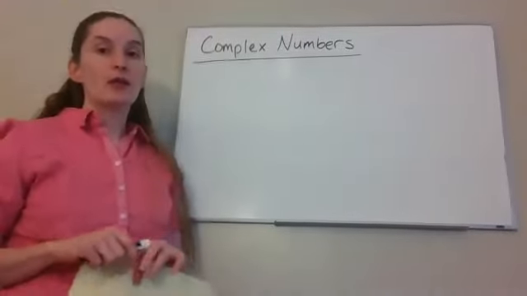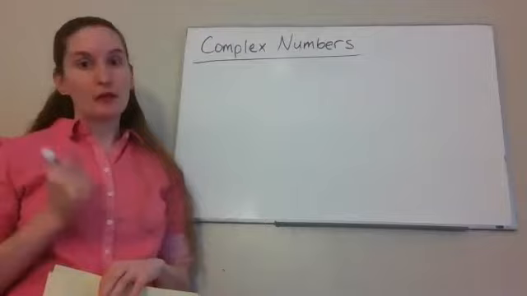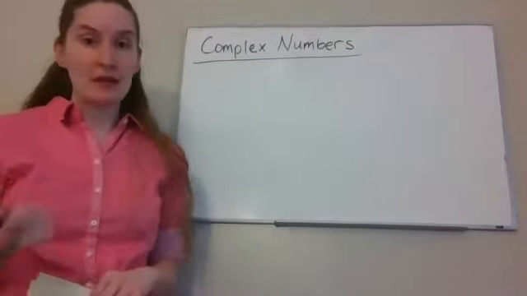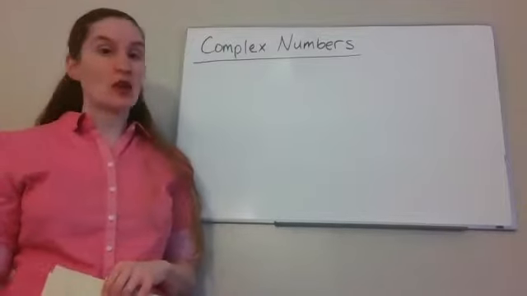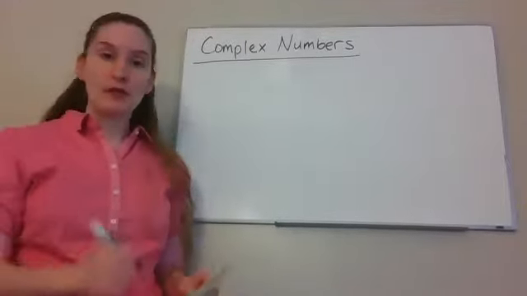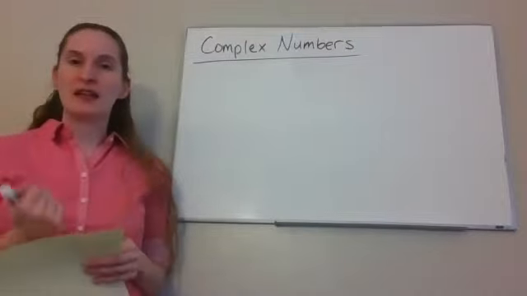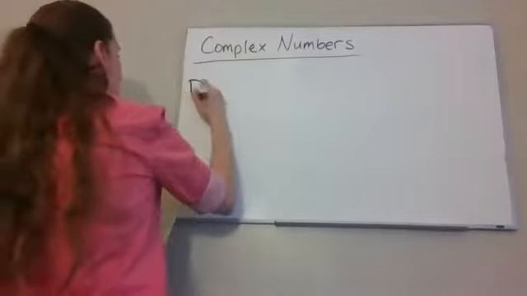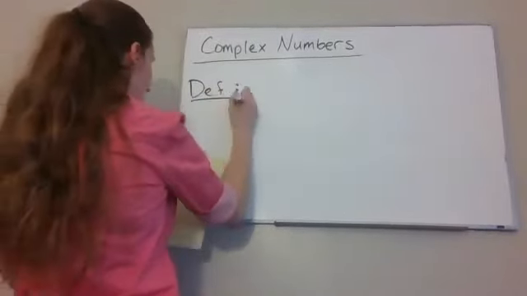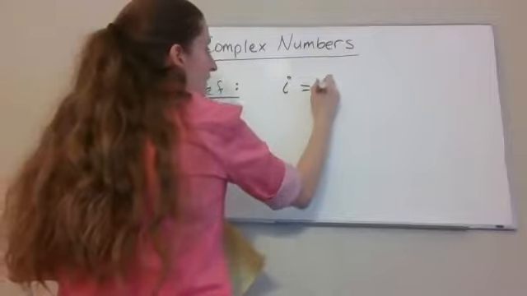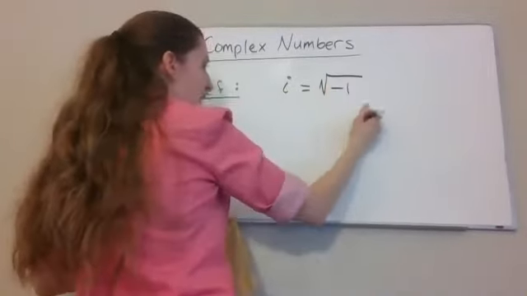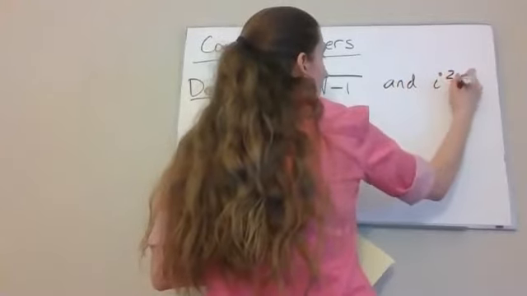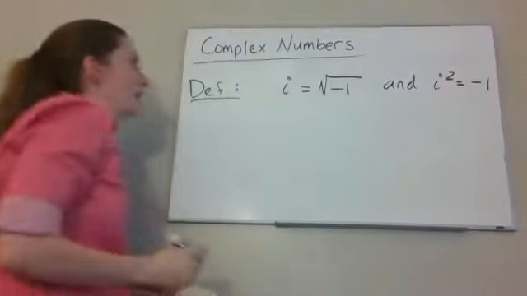In this video, we're going to learn about complex numbers, which allows us to take the square roots of negative numbers, something that we have not been able to do while working with just the real number system. So first, we're going to define what's called the imaginary number i. So our definition is that this number i is equal to the square root of -1. And so i squared is equal to -1.